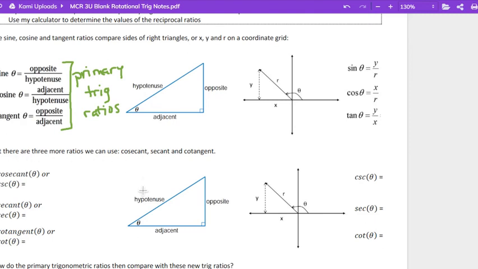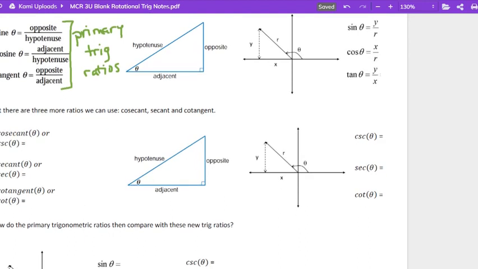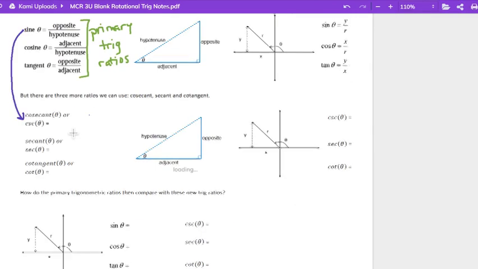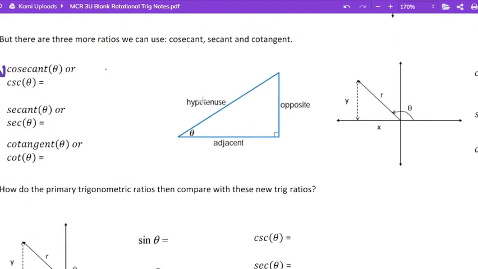If you speak French, you see the word séquent. I don't know what it means, but I know it means something in French. Anyone know? Or did I make something up? I don't know. All right, so if cosecant is the reciprocal of sine, what's the formula for cosecant? Okay, so the formula for cosecant is going to be hypotenuse over opposite.